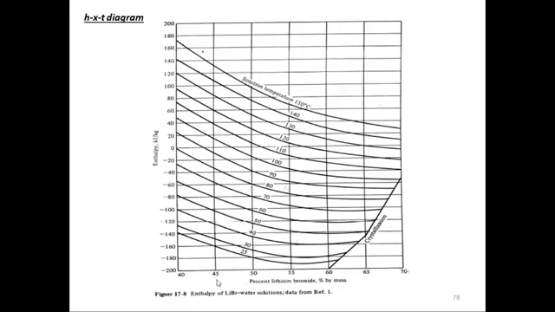So this is 17-8. This one is giving you enthalpy on the left hand side. This is the diagram which we are calling the h-x-t diagram. So it is enthalpy, concentration and temperature. The curves are drawn at constant temperature, the solution temperature. So this is a temperature of 150 degrees centigrade solution. This is the temperature of 140 degrees solution temperature.